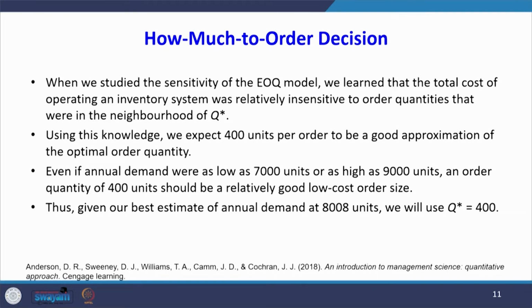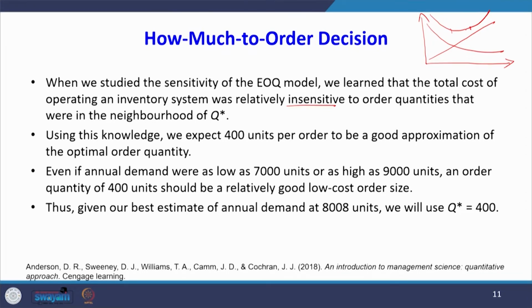You remember when we studied the sensitivity analysis of the EOQ model, we learned that the total cost of operating an inventory system was relatively insensitive to order quantities in the neighborhood of Q star. So, this will be your holding cost, this will be your ordering cost, and this will be your total cost. So, the total cost at a particular point is flat.